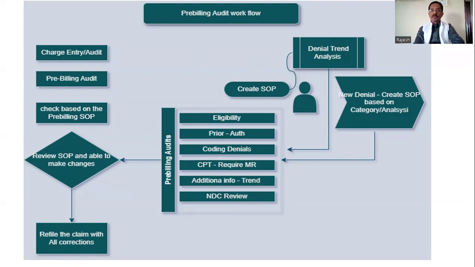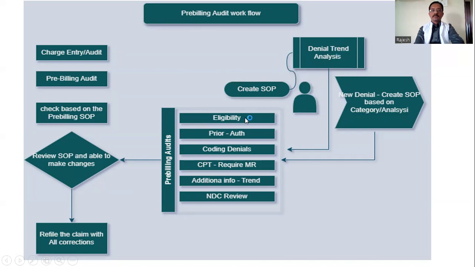What we are trying to do in the pre-billing audit flow is you go to your denial trend and understand your denial trend for a minimum of six months or a year, right? Based on that, you create an SOP on how we can arrest this denial from the charge, from the billing side itself. And based on that SOP, you create the pre-billing audits.